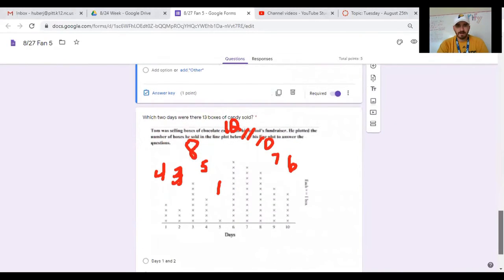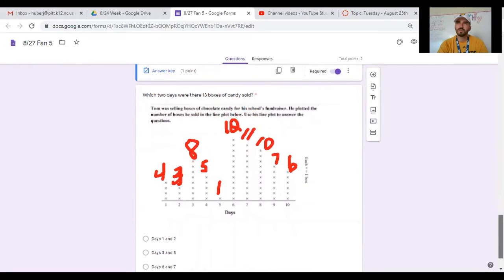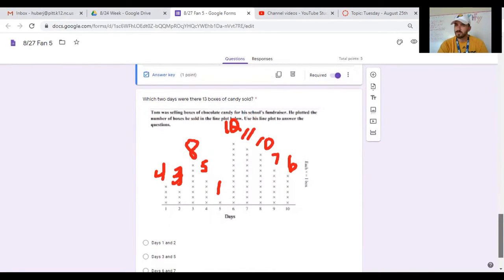Last but not least, number 5. This is similar to, I think this was a bar graph question maybe. Which 2 days were there 13 boxes of candy sold? Combined is what needs to be added in there. Again, don't just start picking random days and trying them out. Use your answer choices. Like look at A, days 1 and 2. 4 plus 3 gives me 7. I'm looking for 13. Not going to work.